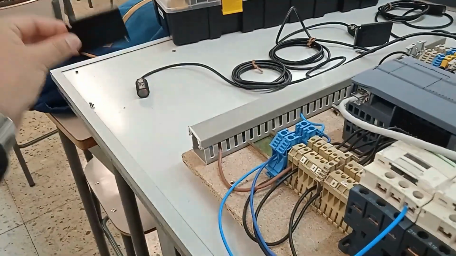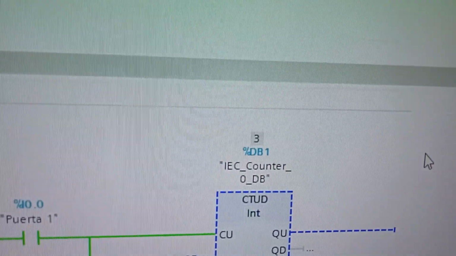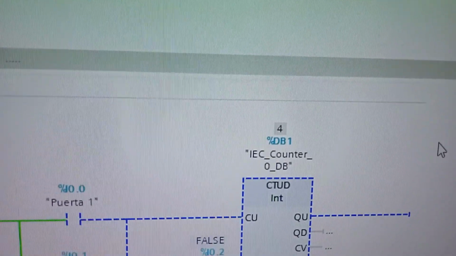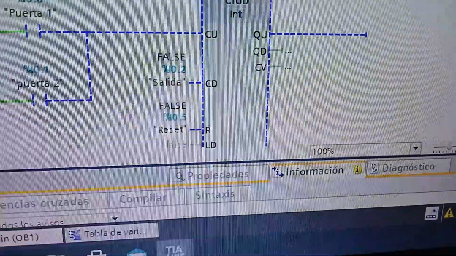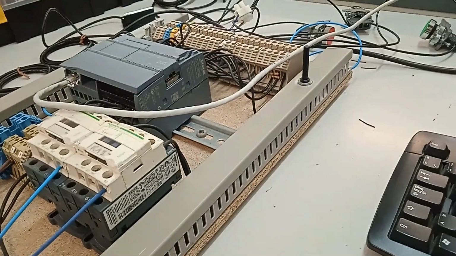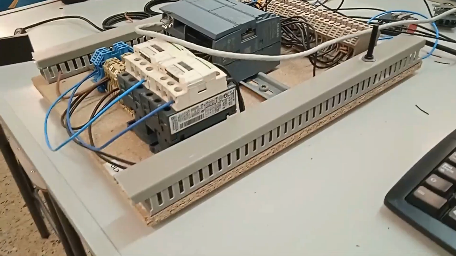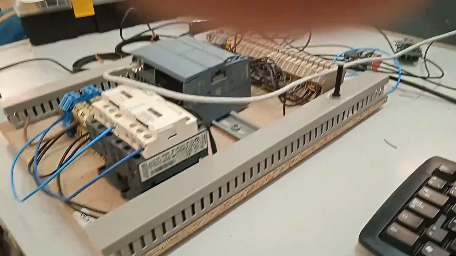I have programmed it so that when you start and I count a person, for example this is one person entering, you can see here the number is changing: 3, 4. I have set the limit to 5. Okay, and when the fifth person enters, our contactor will connect and our alarm is on.